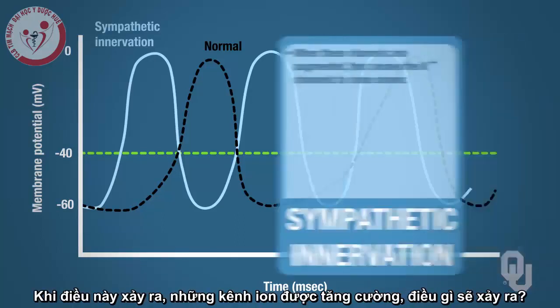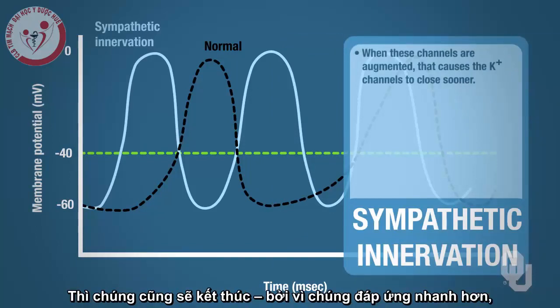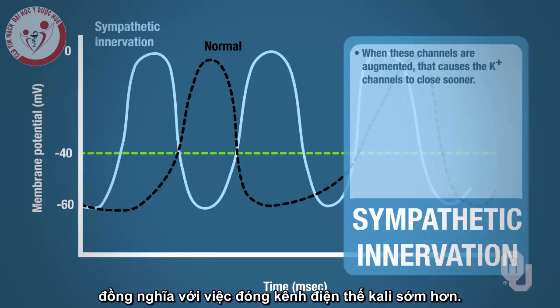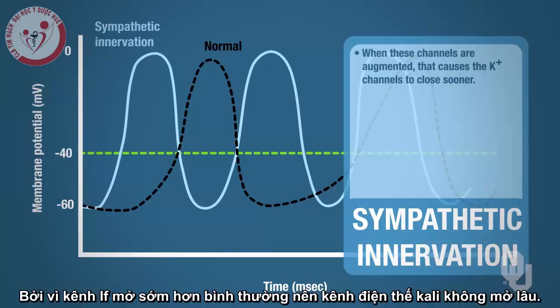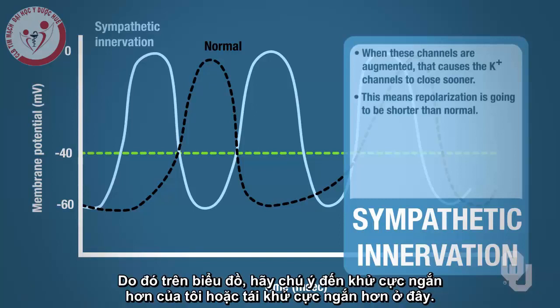When these channels are augmented, because they are responding faster, that's going to end up causing your voltage-gated potassium channels to close sooner, because these funny channels are opening sooner than they normally would. So the voltage-gated potassium channels aren't going to stay open as long. If they close sooner, this tells us that repolarization is going to be shorter than it normally would. On the graph, notice my shorter repolarization there.